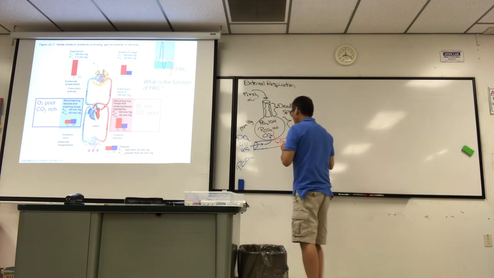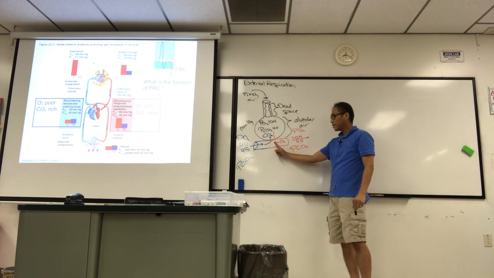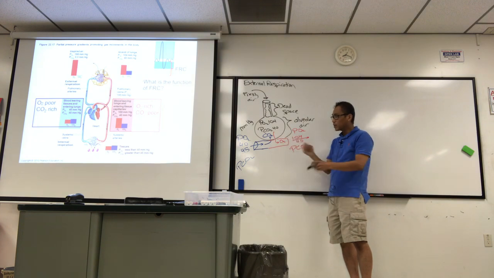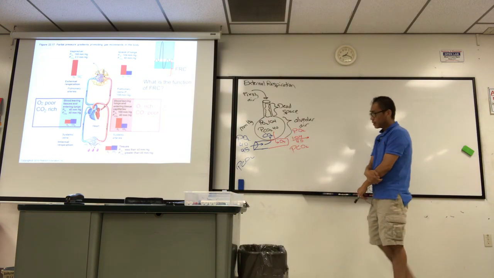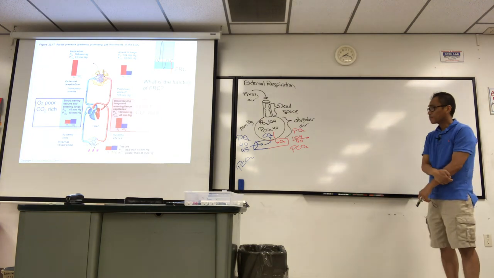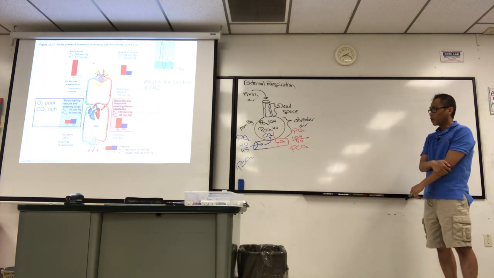You're exchanging across what I defined in the anatomy lecture as the respiratory membrane, where the blood gases are literally traversing to get in and out. So those are the numbers we're going with, 104, 40. Any questions so far on external respiration?